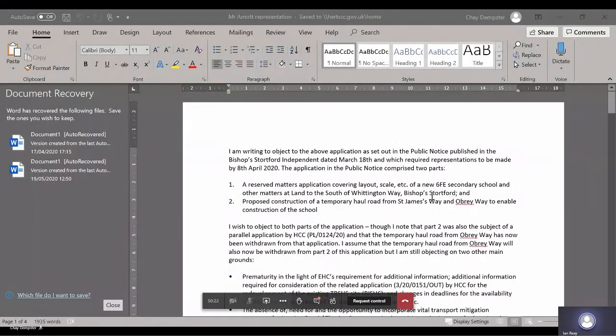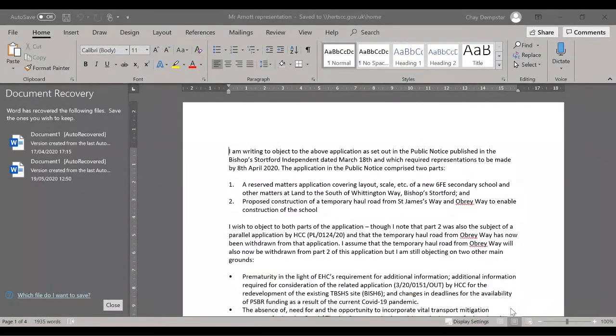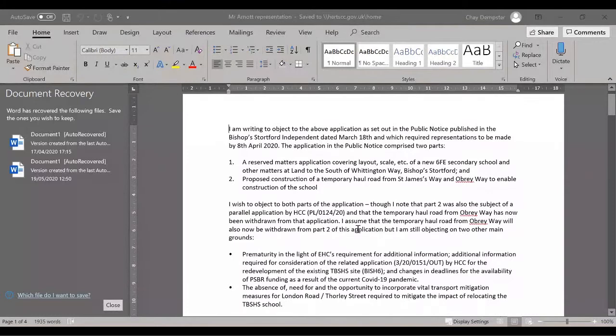Chair? Yeah, sorry, Chair, my mic was off for a moment. I don't know if you're able to see the letter on the screen. I've tried to share the letter from Mr. Arnott. Members may have a copy available to them. If I may just run through some of the main issues that are raised.